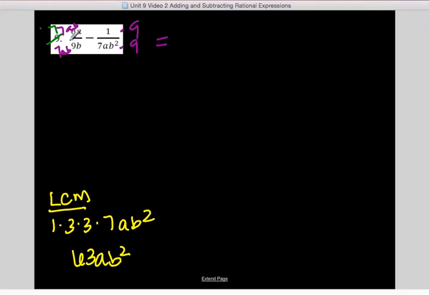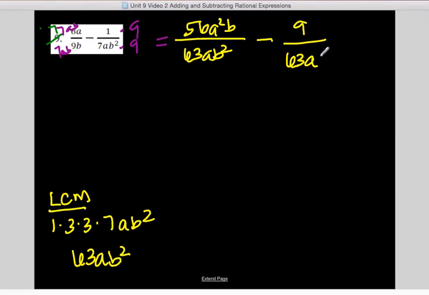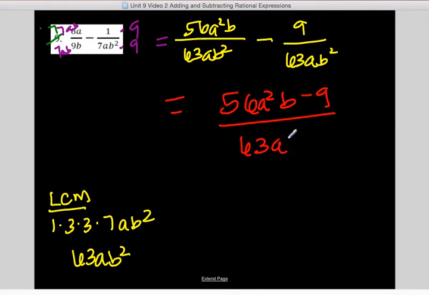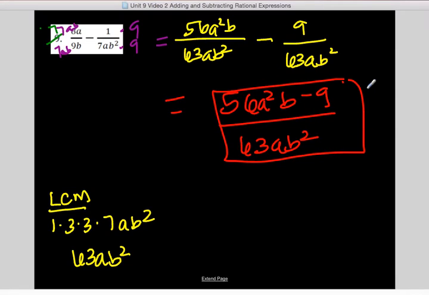Well, I'd have 7 times 8, which is 56. A times a is a squared, b, all over 7 times 9 is 63 a b squared, minus 1 times 9, so 9 over 63 a b squared. I have my common denominator, so I can add my numerators together, all over 63ab squared. Can't simplify any further, so that is my final answer for example 7.